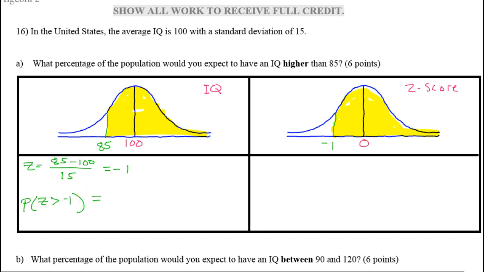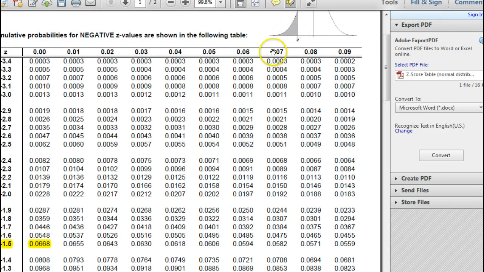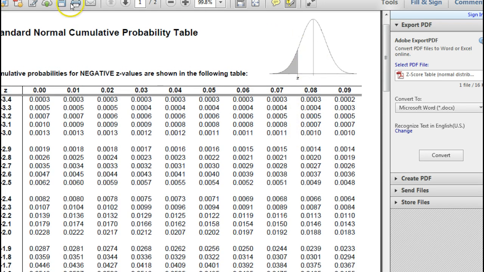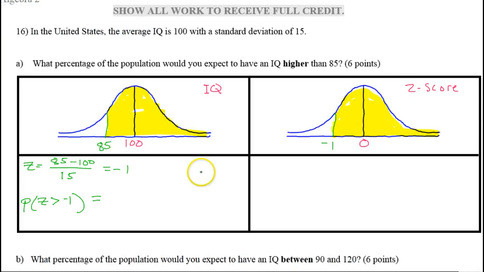Now be careful, because as you can tell by this diagram here in the corner, this chart only gives you the percentage to the left of any z-score, not to the right. So that's why I'm going to have to subtract from 100. Looking at this graph, if the percentage of the data to the left was, let's say, 20%, the gray area is 20%, then what percentage of the data would be to the right? 80%. Okay, that's 100 minus 20. So anytime you're going to the right, you have to subtract from 100. Okay, so the z-score is negative 1.